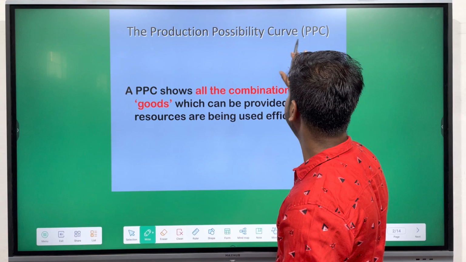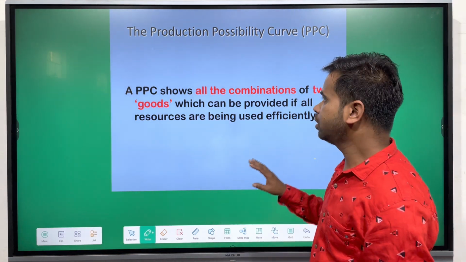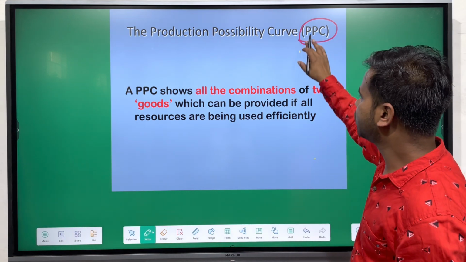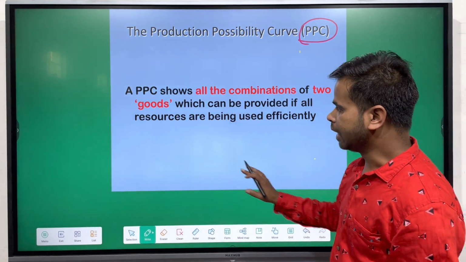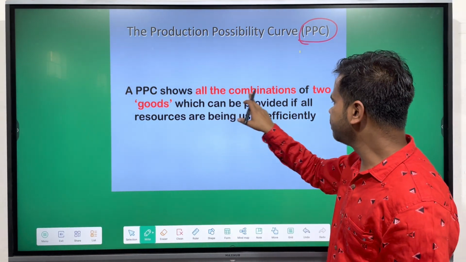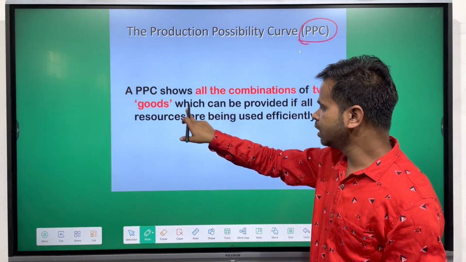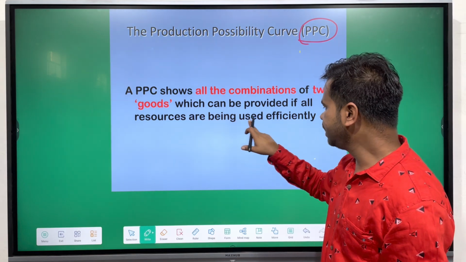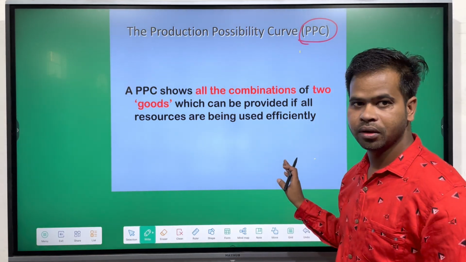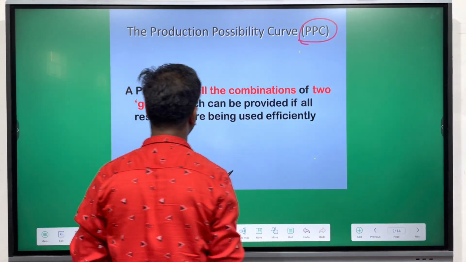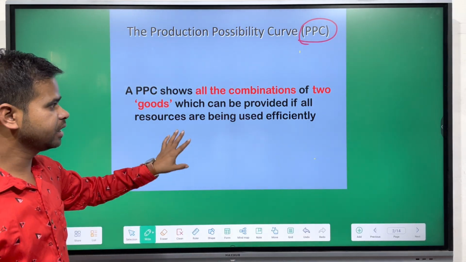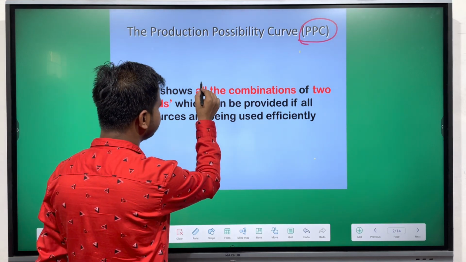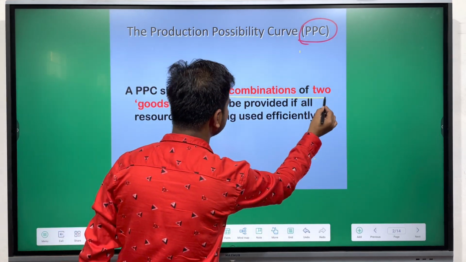The production possibility curve, in short we call it PPC. A PPC shows all the combinations of two goods which can be provided if all resources are being used efficiently. This is the definition of PPC. In this, the most important thing is all the combinations of two goods.